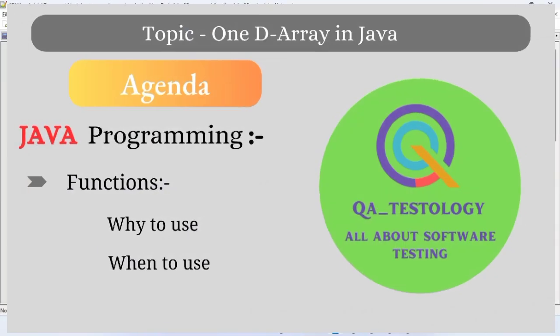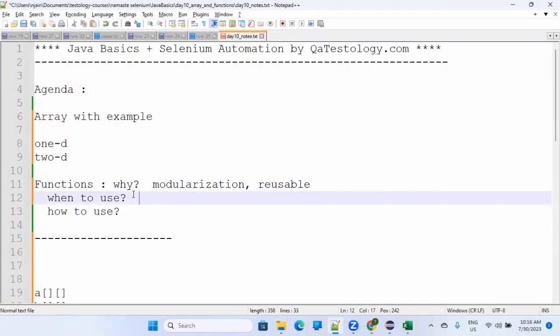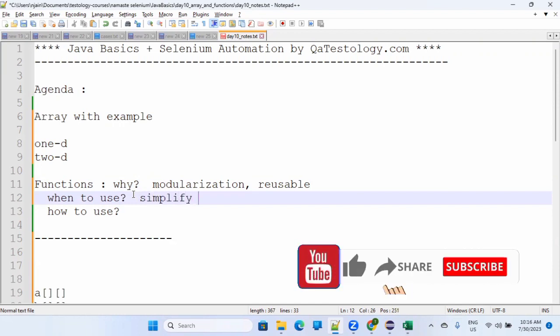So we understood why to use a function. Now we'll understand when to use it. It's very simple. The reason why you are doing it is the same reason for when to use it: you want to simplify the program.